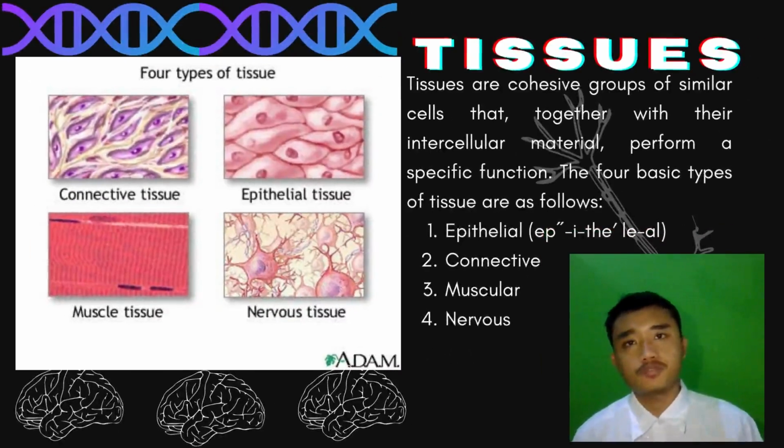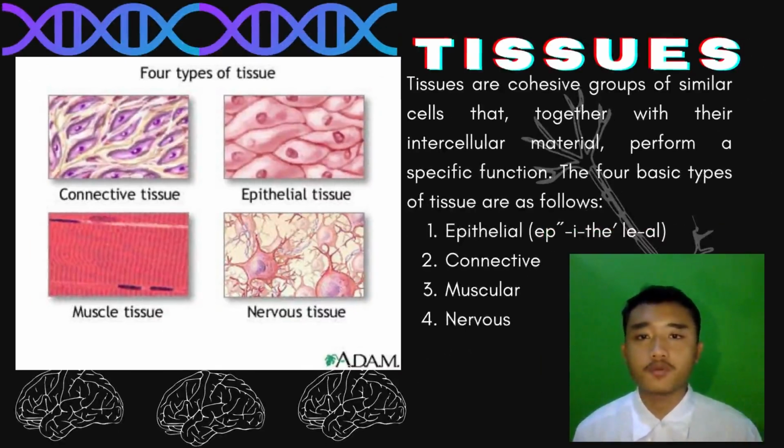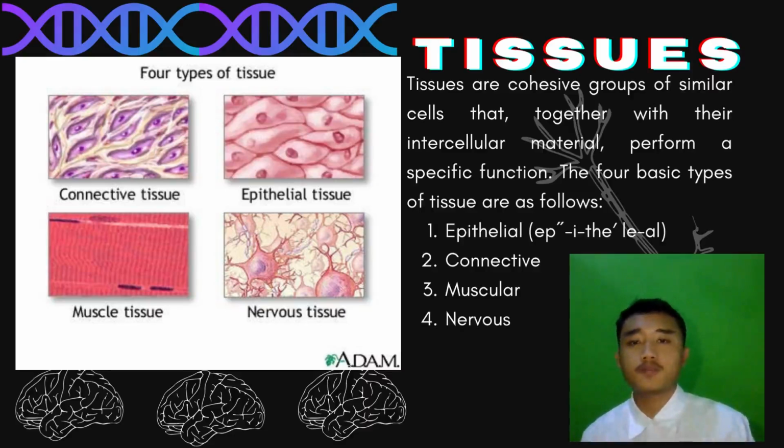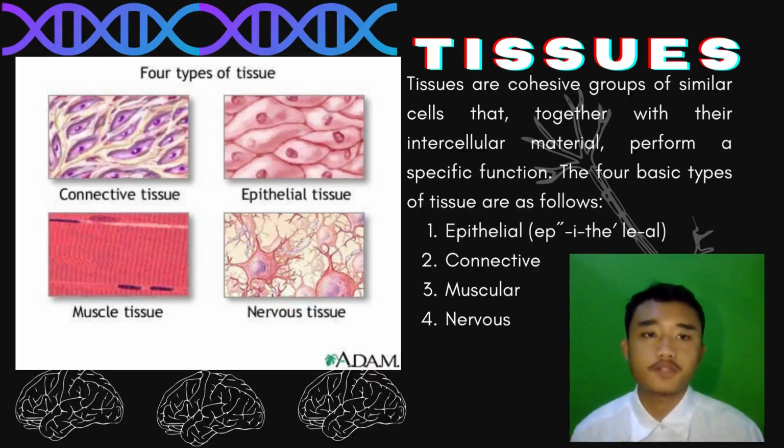Here we have tissues. Tissues are cohesive groups of similar cells that, together with their intercellular material, perform a specific function. The four basic types of tissue are as follows. First, epithelial. Epithelial tissues cover internal and external surfaces of the body, including the lining, vessels, and organs, such as the stomach and the intestine.